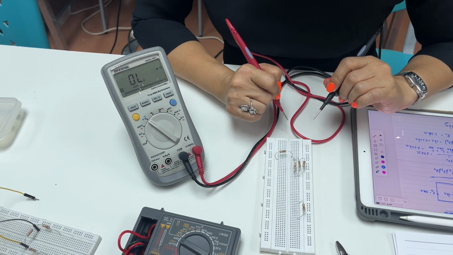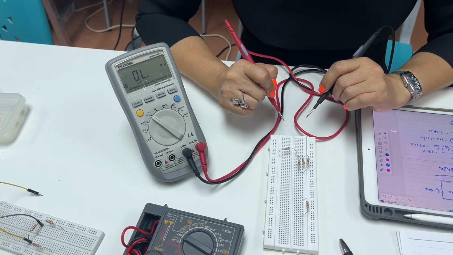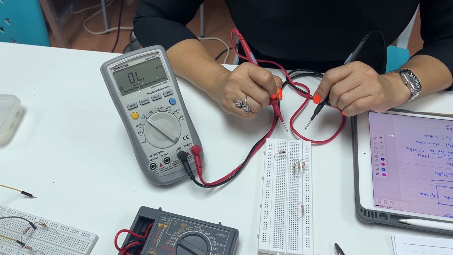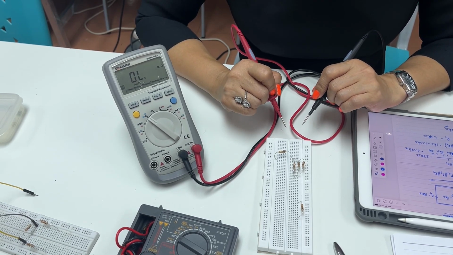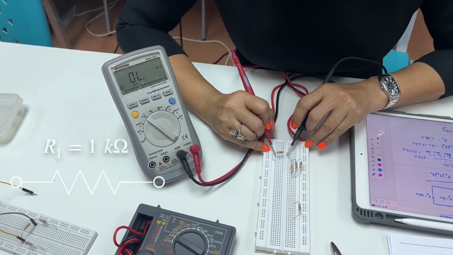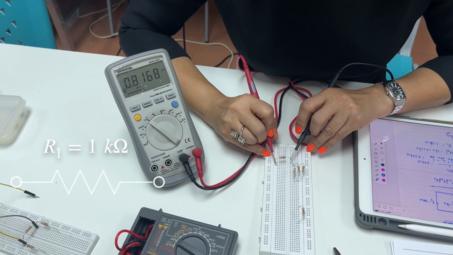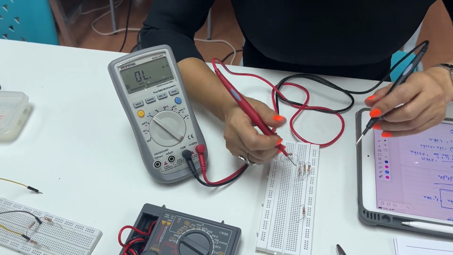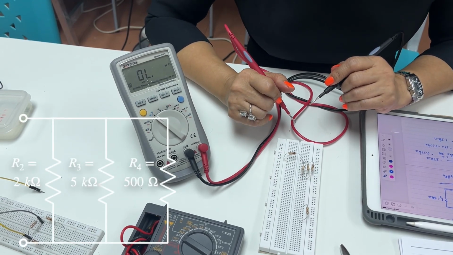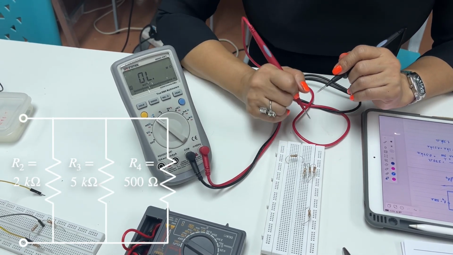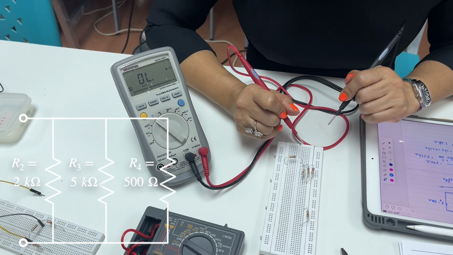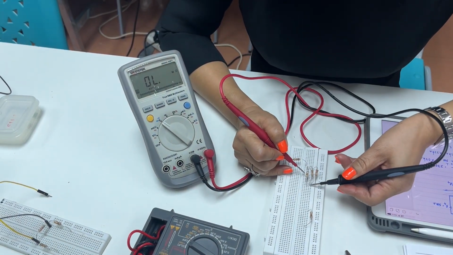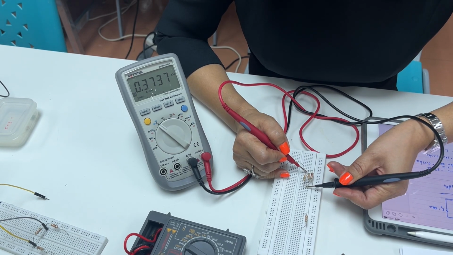Okay, let's look at these connections of resistors. As in the example, I have R1 equal to 1 k ohms right here, and this is the same group, R2, R3, and R4, in parallel. When we calculated it, the answer was 0.37 k ohms. So let's measure it. It should be 0.37.